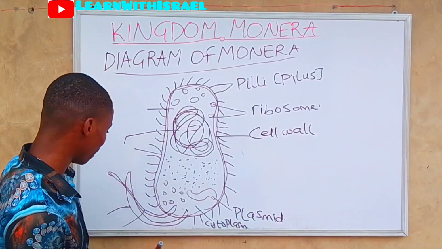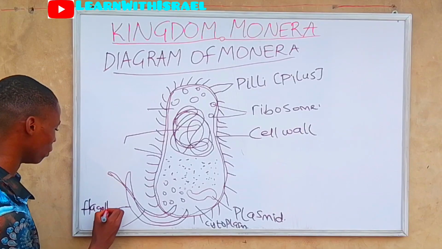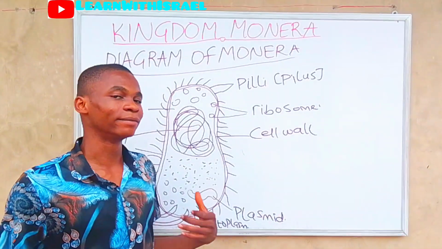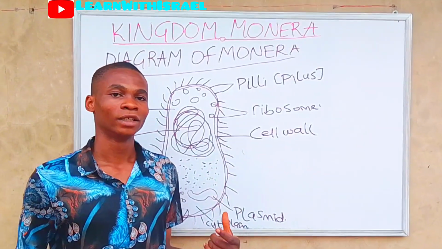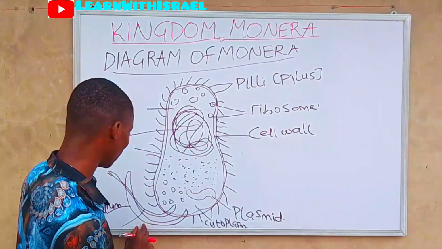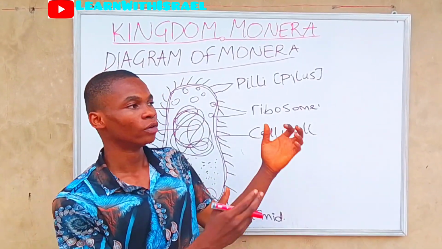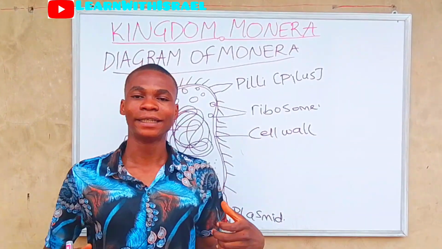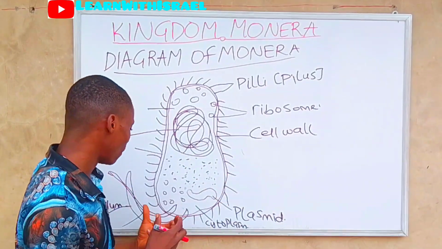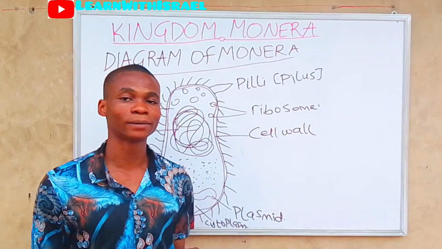The next one we have is the flagellum. Flagellum aids movement in Monera. So we can say Monera move with the aid of flagellum. Flagellum allows bacteria to move closer to where it can find nutrients, and allows bacteria to move away from harmful substances.